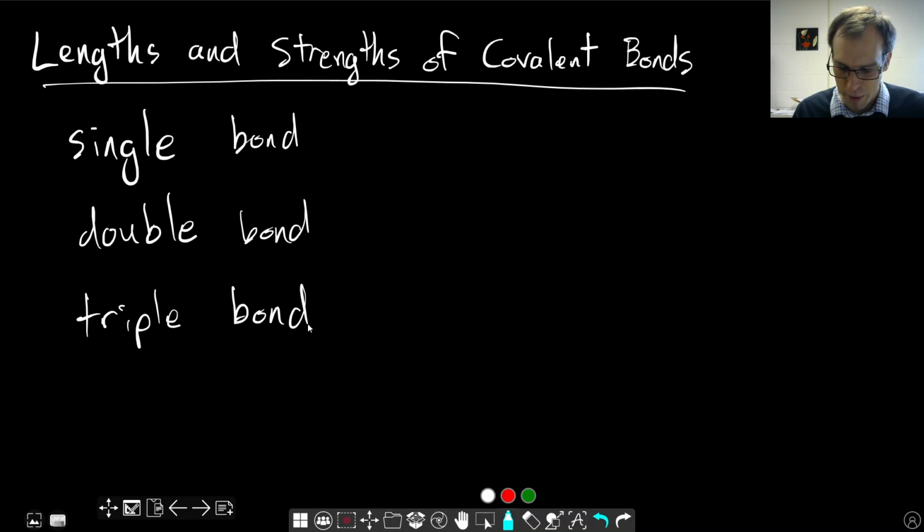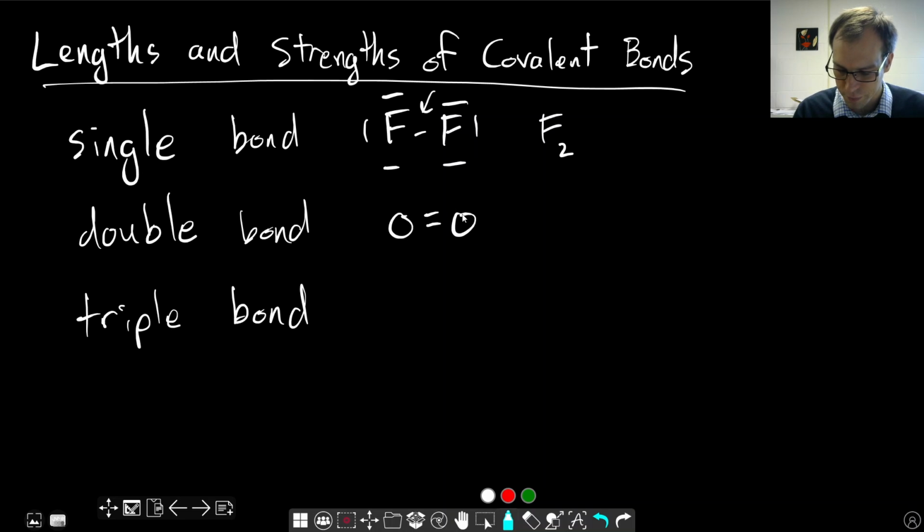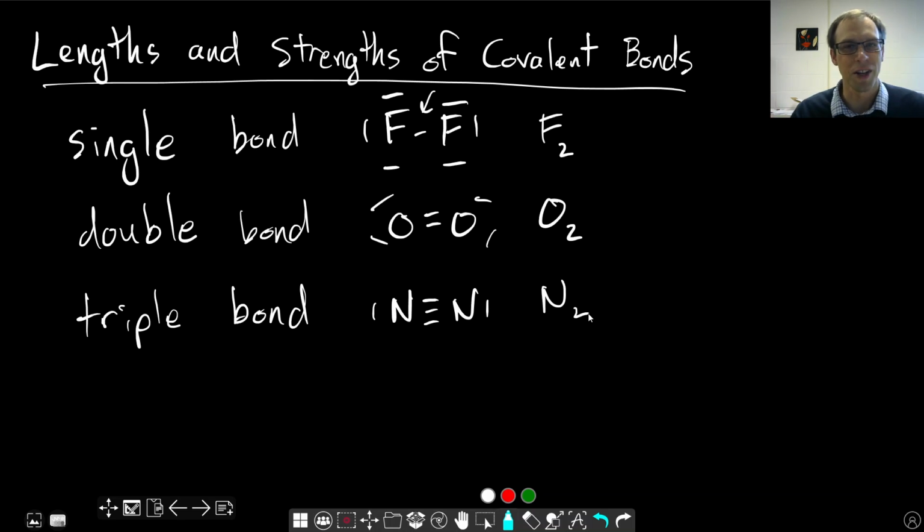So, for example, a single bond would be something like a bond between fluorines. If we look at a Lewis structure for fluorine, we get this structure here for F2 gas. And there are just two electrons that are shared, and so that's what we call a single bond. For oxygen, we get a double bond. And then for nitrogen, we get a triple bond. And you can go through and double check these Lewis structures, but these are the correct Lewis structures for these molecules. And in general, when we think about bonding, we're going to see trends related to these.